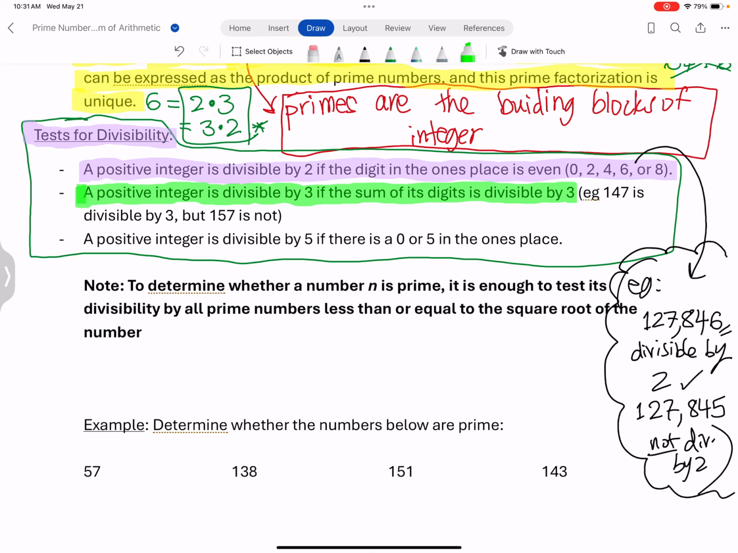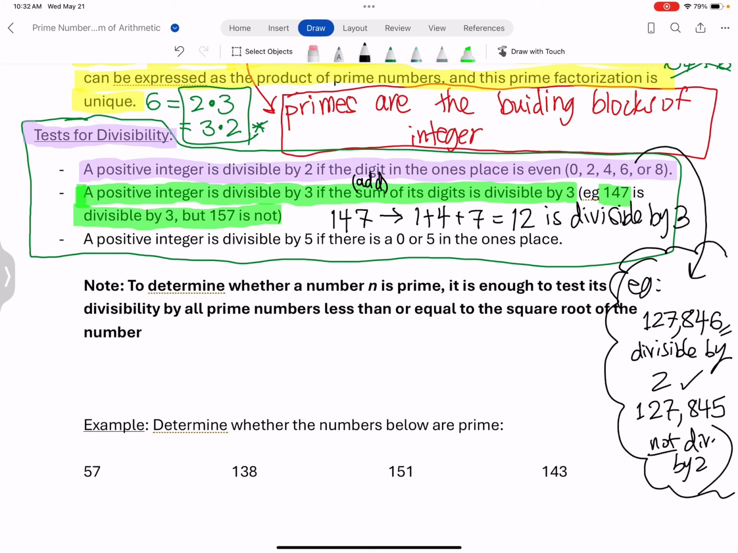For example, the two numbers that they give here, they're saying 147 is divisible by 3, but 157 is not. So remember the word sum, that means add. If you have a number like the one they gave us first, 147, I'm going to take the digits of it, just the individual digits: 1 is in the hundreds place, 4 is in the tens place, 7's in the ones. I'm going to add them together in my head. Let's see, 1 plus 4 plus 7 is 12. Is that right? Yeah, I think so. And 12 is divisible by 3, right? Yeah, 3 goes into 12 4 times evenly.